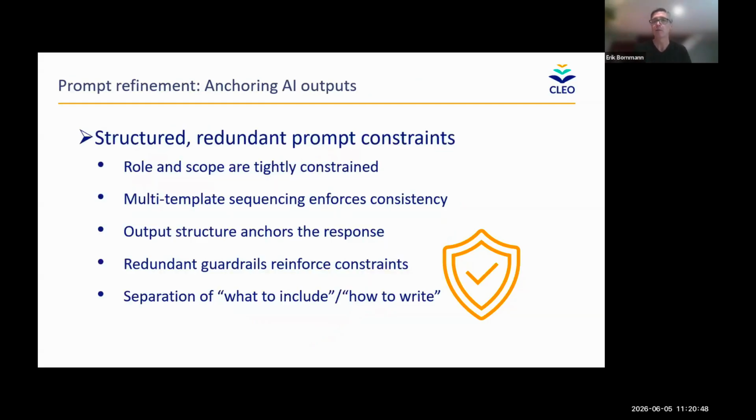Another challenge is the variability of AI output. Here we're concerned not just with hallucinations, but less obvious errors and omissions, often stemming from inaccurate inferences, which could harm the user if uncorrected. So our solution has been to tightly constrain the model's role and scope through prompt refinement, sequencing it through a checklist-style prompt, and anchoring the output in a fixed structure, reducing variability. These restraints are reinforced through redundancy, and the result was more reliability and less creativity.